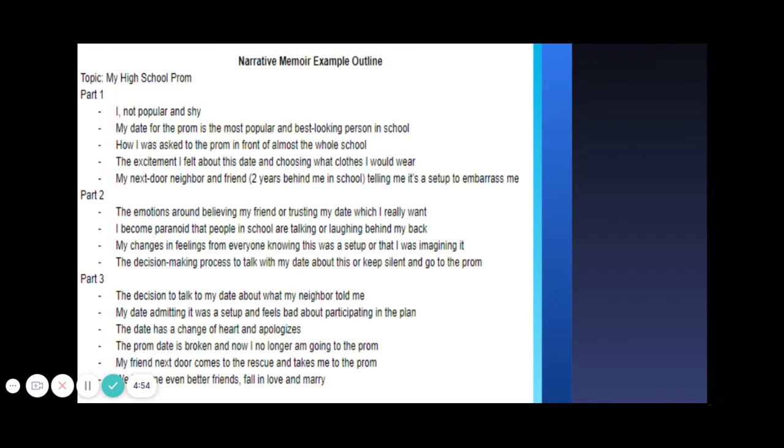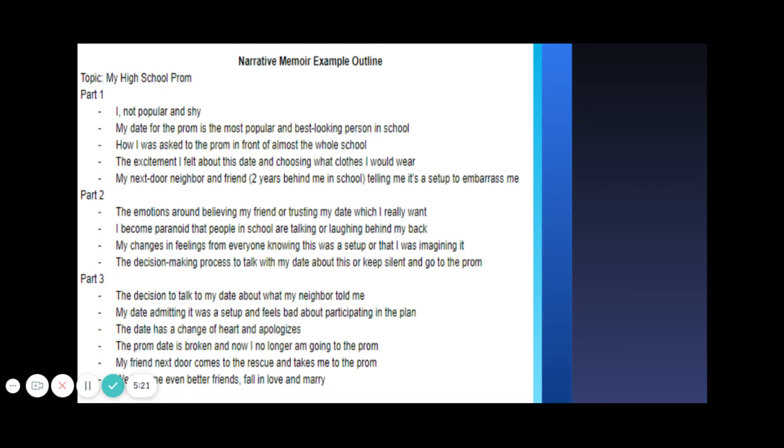I share my emotions about whether I trust my friend or the date. I start to become paranoid about people talking about me, laughing about me behind my back. And I keep going back and forth between, is it really a setup or am I just imagining things, to realizing I have to make a decision. Am I going to talk with my date about whether it's a setup or not? Or am I just going to go ahead and go and pretend like I didn't know about this?